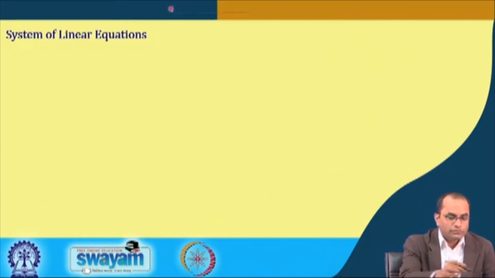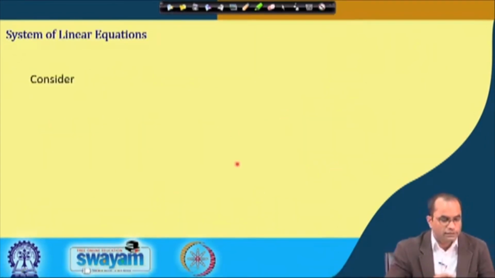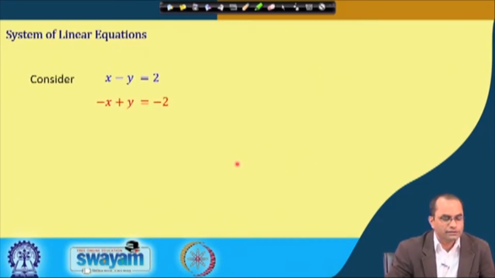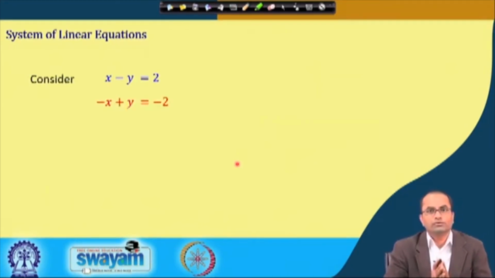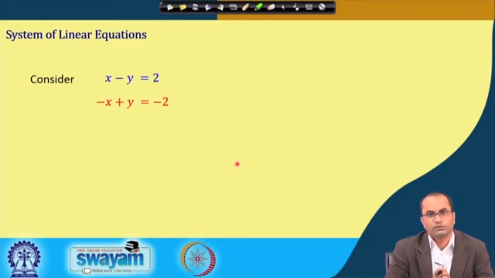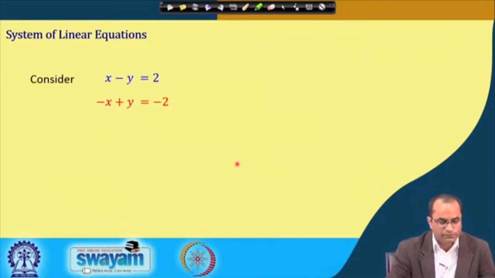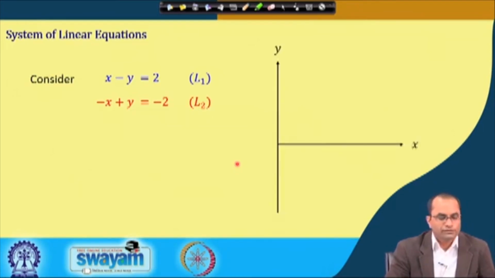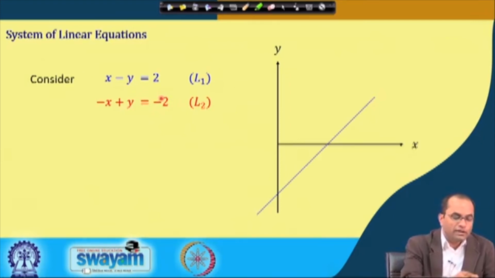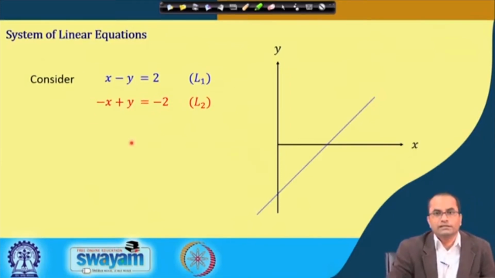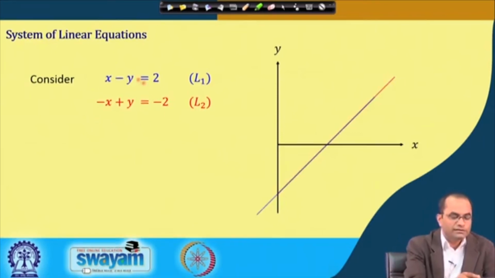So, coming to the next and the last case here, where we consider the system as x minus y is equal to 2 and minus x plus y is equal to minus 2. So, this is our system now, and again for the geometrical interpretation, we need to plot these two lines. The first, x minus y is equal to 2, is given by this blue line here, and now if we draw minus x plus y is equal to minus 2, again we get the same line, because this is nothing but the same equation.